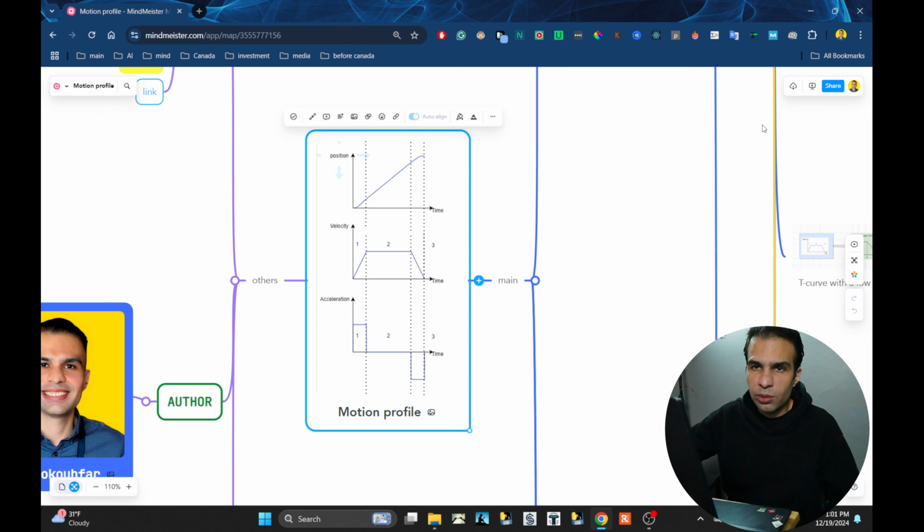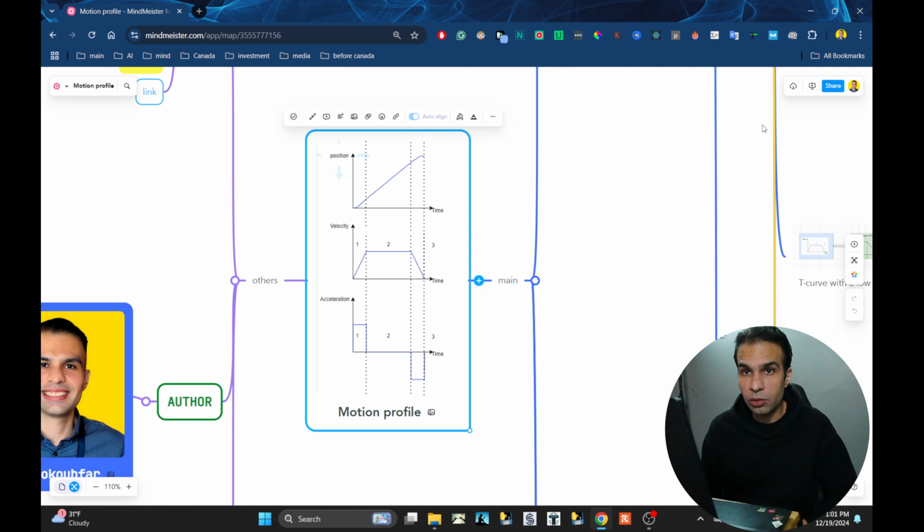So hey guys, today I want to talk about motion profile. This is one of those things that you should know when you're doing robotics, this kind of thing. And if you are interested in this topic, you are in the right place, because I've been playing with motion profiles for almost 9 years now, more than 9 years actually.